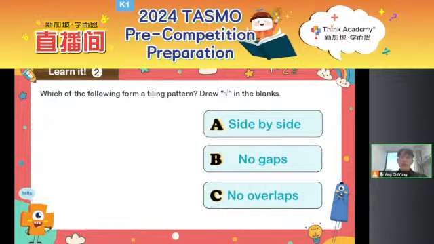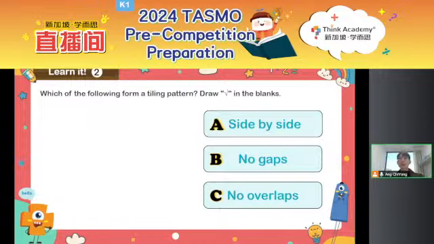Everyone take a look at the rules A, B, C. I'll give you 10 seconds to read it out. Firstly, side by side. Secondly, no gaps. And lastly, no overlaps.